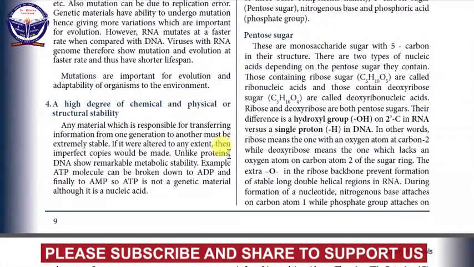So unlike proteins, DNA shows remarkable metabolic stability. Proteins zenyewe haziwezi kuonyesha stability kama walionayo DNA. Example, an ATP molecule can be broken down to ADP and finally to AMP. So ATP is not genetic material, although it is a nucleic acid. Yani ATP ni nucleic acid. Unaona? Component za ATP zinafanana na component za nani? Za DNA. But ATP has the same components as the DNA, but it is not the genetic material.